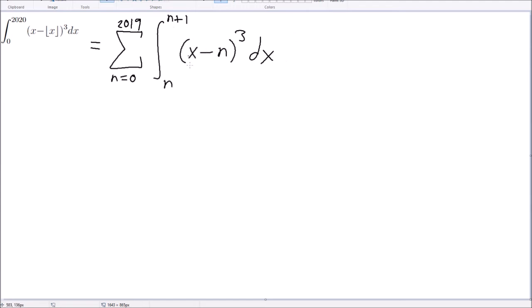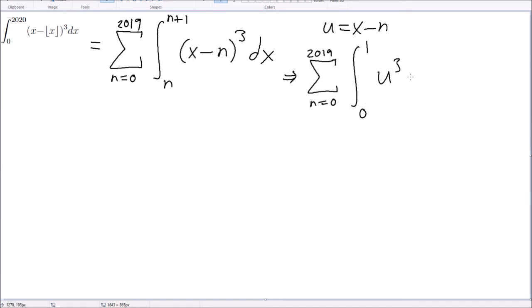So this n, you just treat it as a constant. So let u equal x minus n, because honestly I am not going to express that. So you leave the sum, I'm just going to draw an arrow. If you plug in the bounds, x that's 0, n plus 1 that's 1, we get u cubed du.